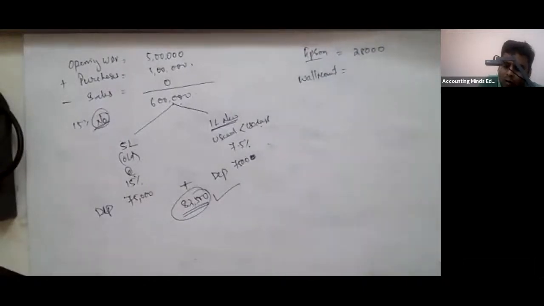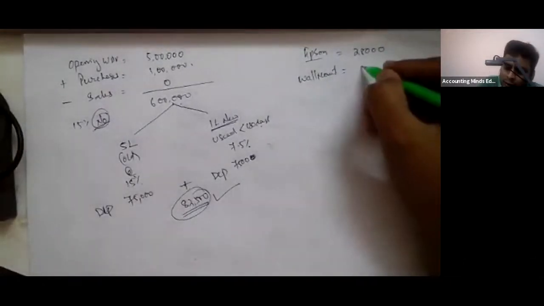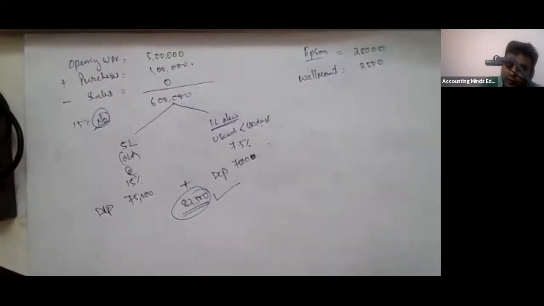You need to have a wall mount. The wall mount is approximately 2,500 rupees. Are you getting it? Yes. Without the wall mount, you can't use it. You have to put it somewhere, right? And the wall mount is on the ceiling.